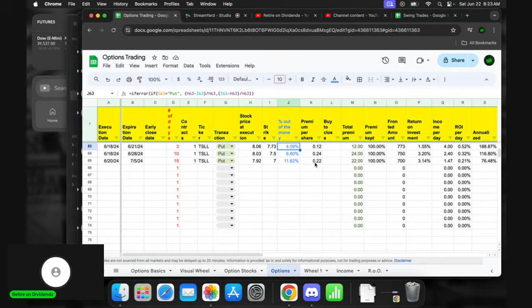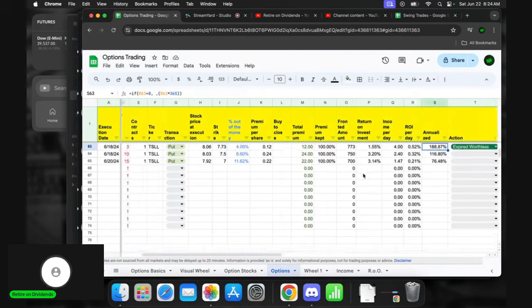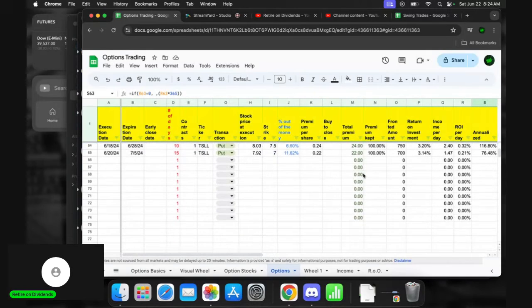If I get assigned, I get another 100 shares and I get paid a distribution of whatever that is. I don't know when the distribution date is. Last I checked, it wasn't on the website. But again, I wouldn't mind owning another 100 shares of TSLL. But it doesn't matter. I didn't get assigned. This one also expired worthless. And that yielded approximately 188%.